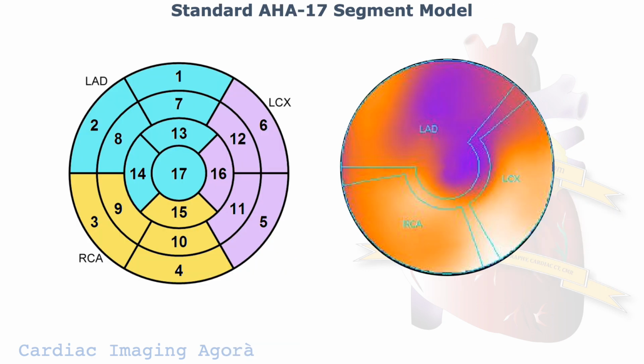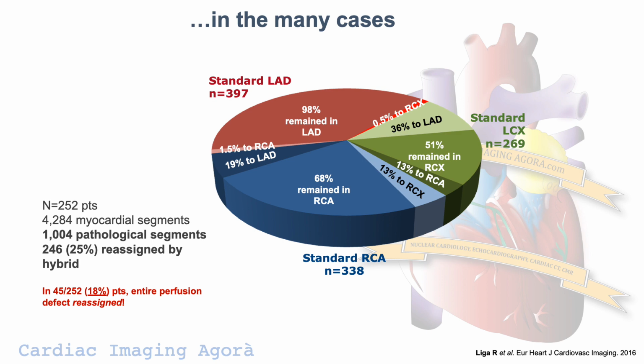Furthermore, the standard 17-segment model of the myocardium that has long been used for the localization of myocardial perfusion defects has been shown, in a significant number of cases, not to always correspond to the presumed coronary artery territory. Data from a sub-study of the EVINCI study showed that the use of hybrid imaging can improve proper co-localization of myocardial perfusion defects in about 18% of the patients, an effect more prominent on right coronary artery lesions and on circumflex lesions.